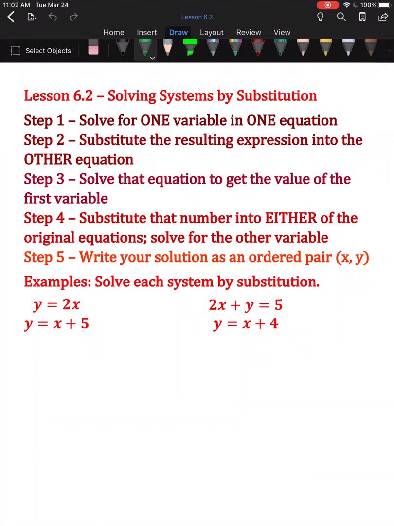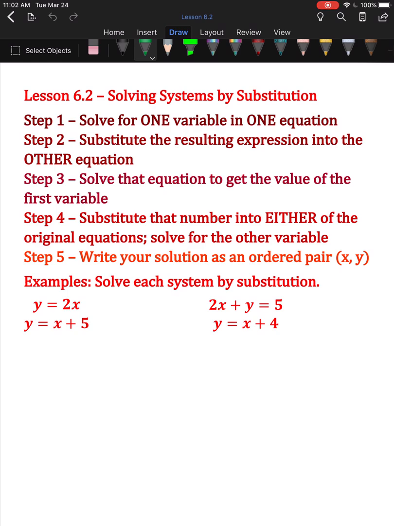So for section 2 of chapter 6, we're going to be solving systems algebraically using a method called substitution. And I have 5 steps here for how to do it. Step 1, we may not necessarily have to do because sometimes it'll be done for us. And it says solve for one variable in one equation.